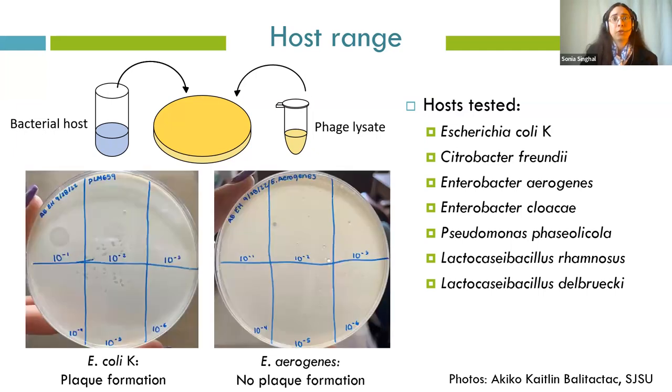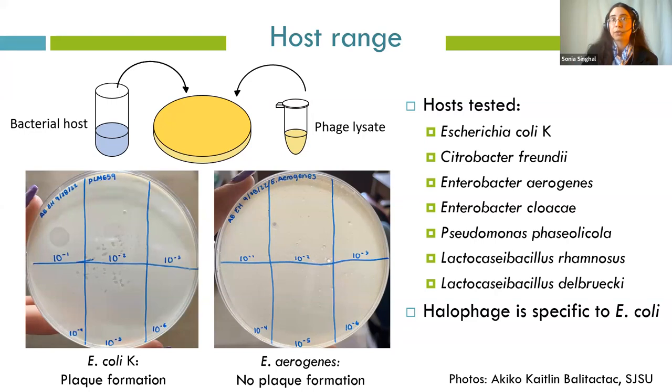And we found that the halophage could, in addition to infecting its isolation host, E. coli B, also infect E. coli K. So you can see over here the formation of plaques that indicates that the phage was able to infect this bacterial host. It was not able to infect any of the other bacterial hosts that we tried, and I have an example image here of Enterobacter aerogenes, which shows no indication of plaque formation. So this tells us that the halophage is most likely specific to E. coli and could potentially be used in E. coli infections.